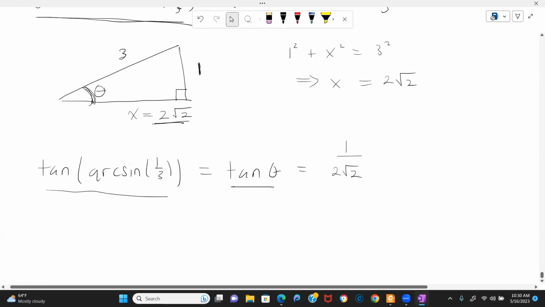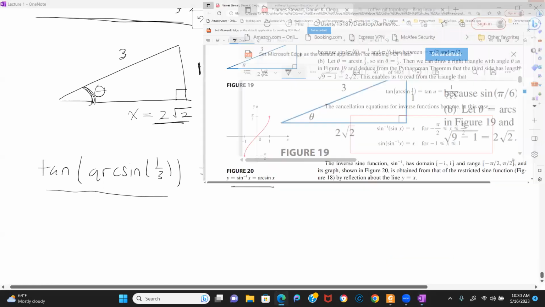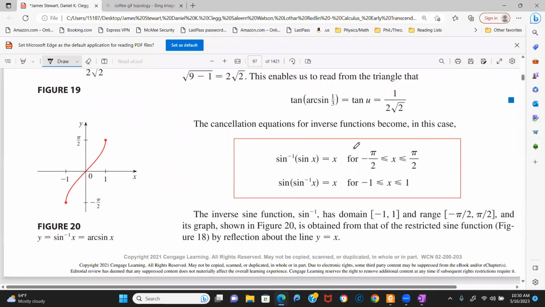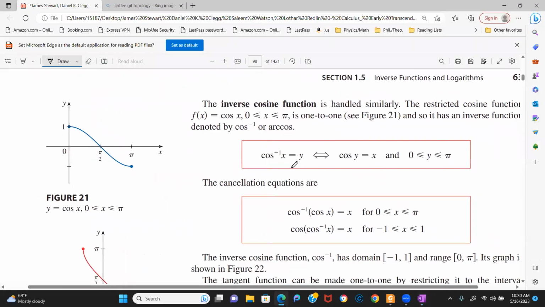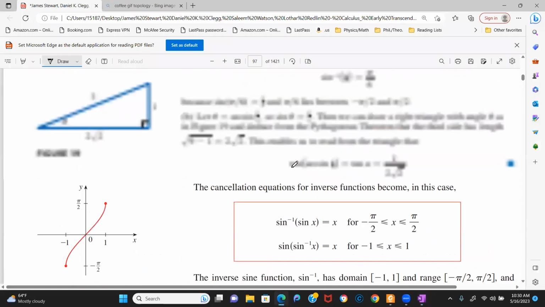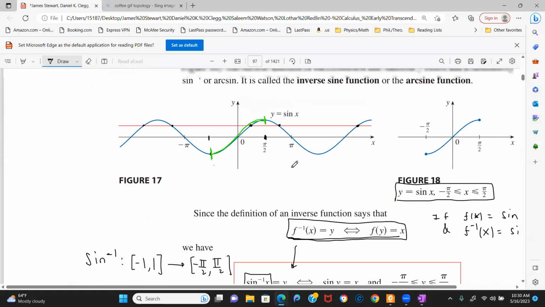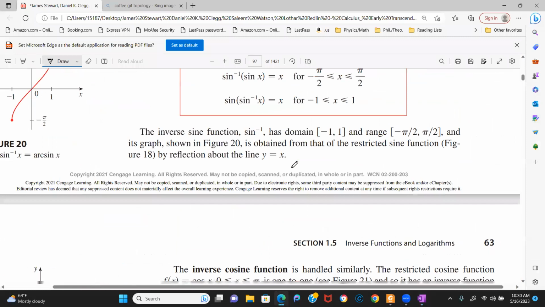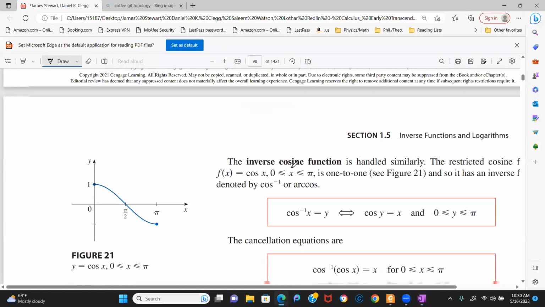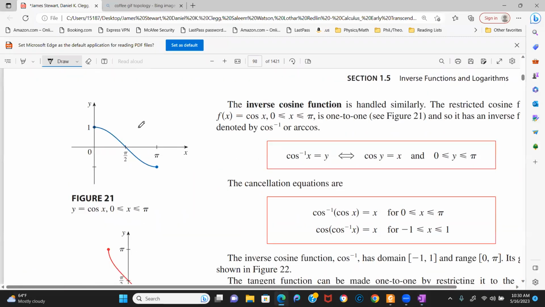All right. So that's dealing with the sine inverse, and you can also do the same procedure for cosine. So if you look at, let's see, that's the sine function. They don't draw the whole cosine function out, but this right here is a portion of the cosine function on this restricted domain.